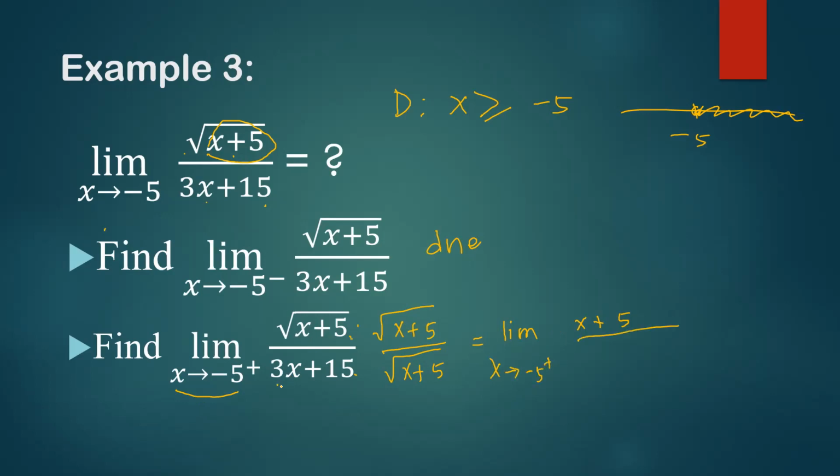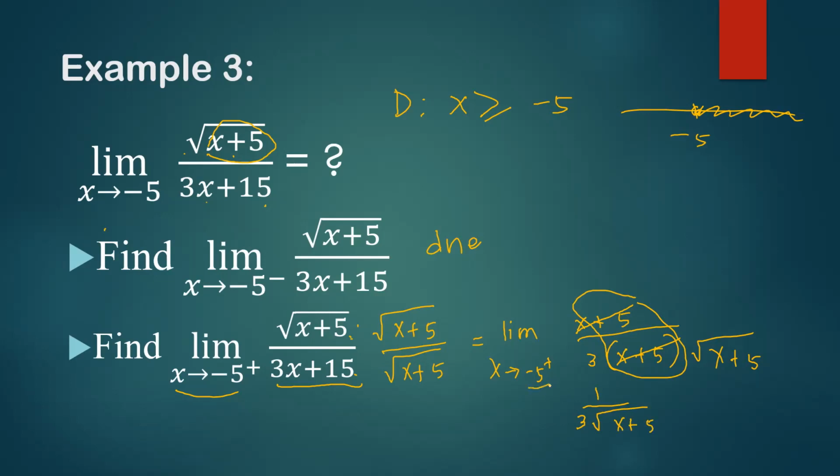Tapos sa denominator, we factor this. That will be 3 times x plus 5. Pero meron ka pang square root of x plus 5. Okay? So although this will cancel out, yan, this fraction approaches 1. Yan. So 1 na lang yung numerator. Tapos sa baba meron kang 3 square root of x plus 5.